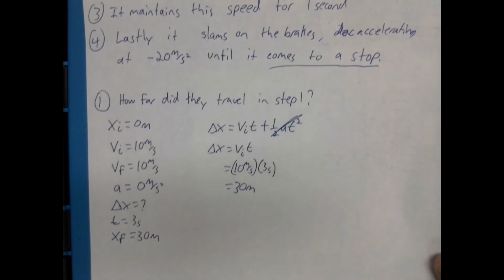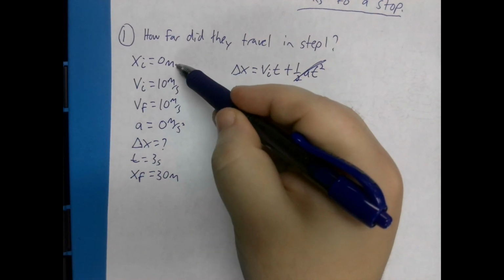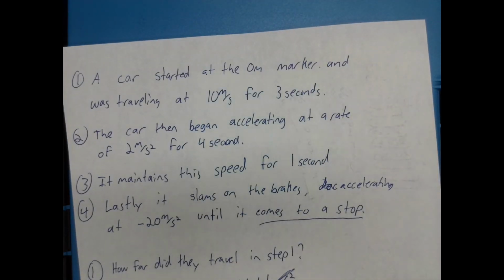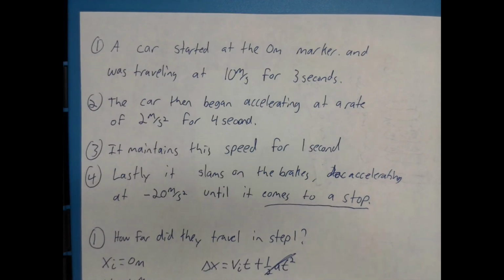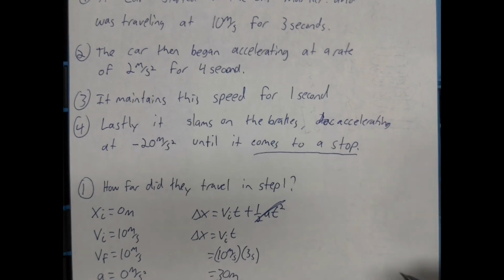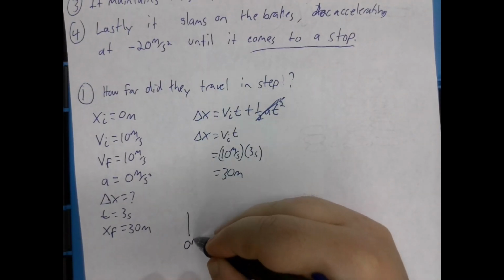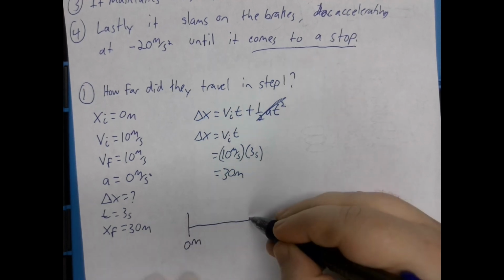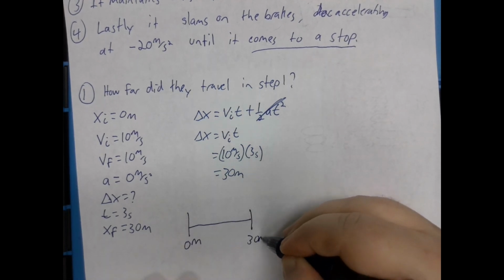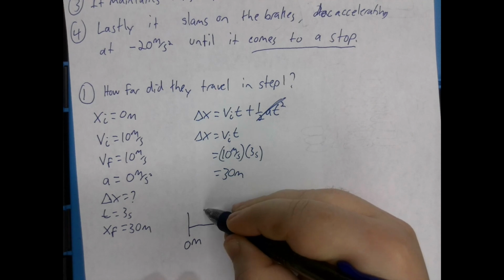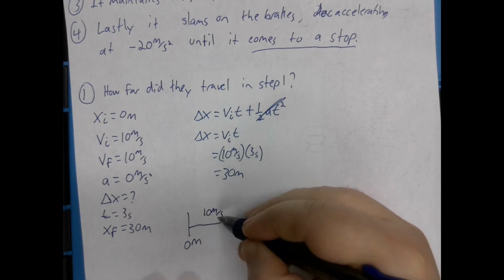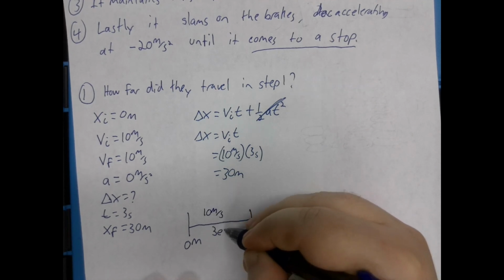So it did this between marker 0 and marker 30. If I were to draw this out, it started at 0 meters and it ended at 30 meters. Between this, it was traveling at 10 meters per second for 3 seconds.